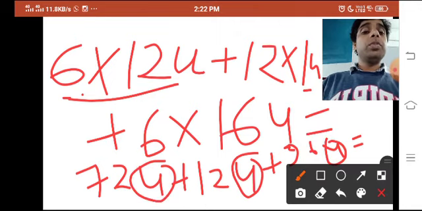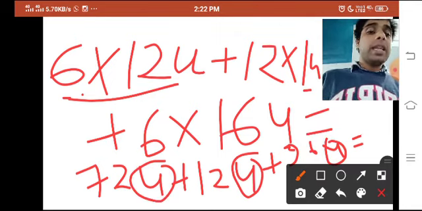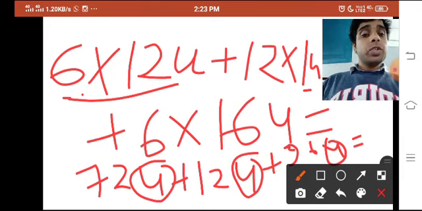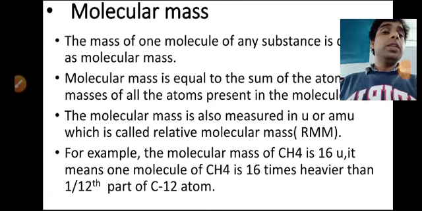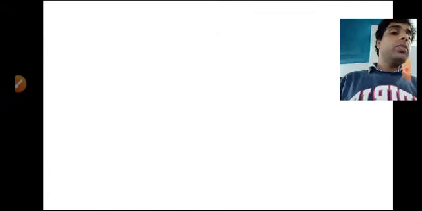If there would be confusion, I suggest you write the unit at the end. Okay, so 72 plus 12 plus 96 is 180 u, the calculation for glucose. The molecular mass of glucose is 180 u. Later on you will also study that it can be converted to gram molecular mass, gram atomic mass. So instead of u, you can write g also.